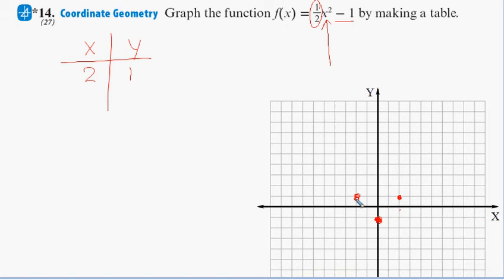So really all we need is one more ordered pair, because remember I want you to have at least 5 coordinates plotted. I'm going to go with 4 for the next coordinate. If you take 4 and square it, that gives you 16. 1/2 of 16 is equal to 8. 8 minus 1 is equal to 7. So if we come over here and we plot 4 and go up 7, that's going to be right here. I think I graphed that correctly. And then we can finish by sketching it in. And that is the function.